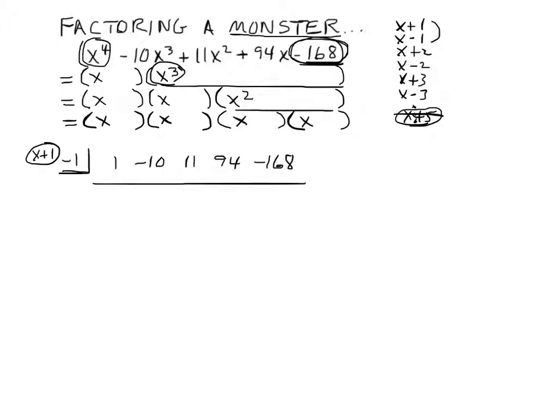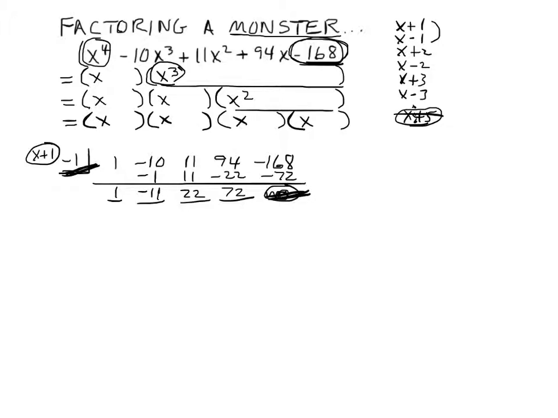And bring down the 1. 1 times minus 1 is minus 1, adds to minus 11. Minus 11 times minus 1 is positive 11, adds to 22. 22 times minus 1 is minus 22, adds to 72. Yep, 72 times minus 1 is minus 72. Yeah, I don't really care about that. It's not going to give me 0.